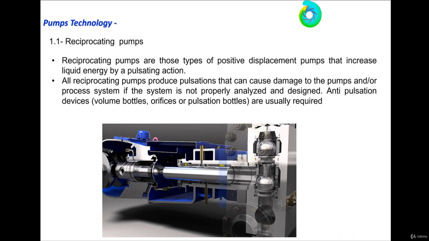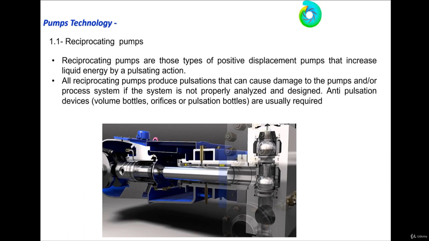The first type of the positive displacement pump is the reciprocating pump. Reciprocating type pumps are those displacement pumps that increase liquid energy by pulsating action. This is from the name of the pump, reciprocating, like a sine wave. So there is a pulsating action. The flow will be pulsating, and the static pressure wave will be pulsating.